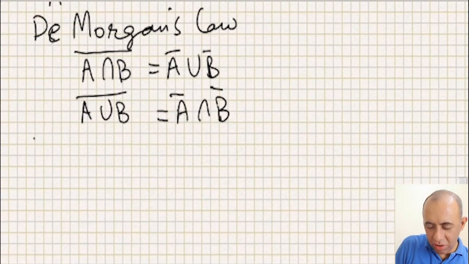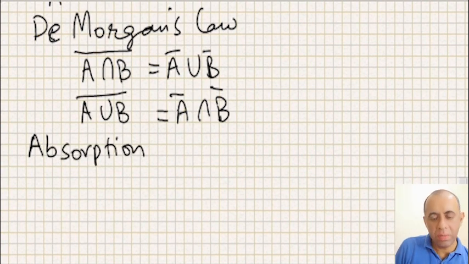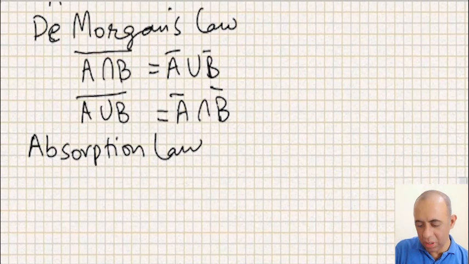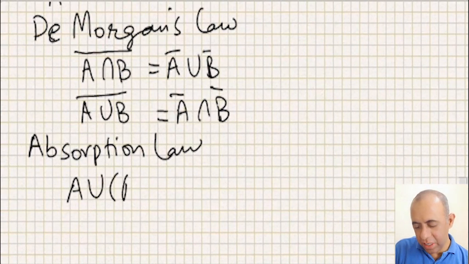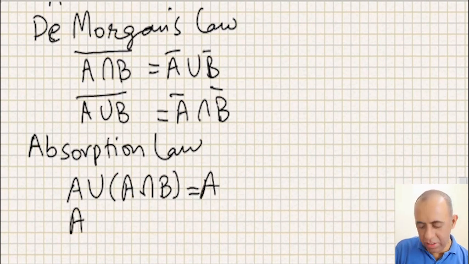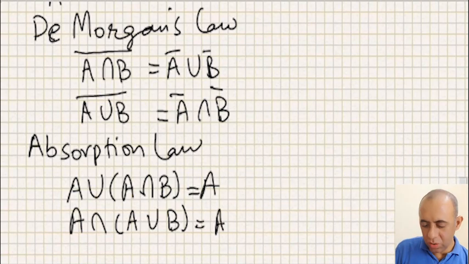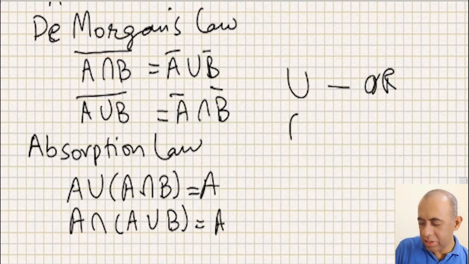Similarly, there is something called the absorption law or absorption identity. This is also similar to that from the propositions part. A union (A intersection B) equals A, and A intersection (A union B) equals A. So you can see here that union is similar to the OR operation in logic, and intersection is similar to the AND operation of logic.